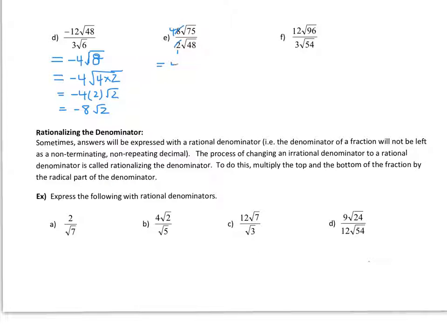So I'm going to leave the 4 on the top. There will just be a 1 on the bottom with that. And 75 is the same thing as 25 times 3. And 48, I think we can break that one down as well. 48 is the same thing as 16 times 3. This is interesting. All right, 25 square rooted will give us a 5, so we're going to have 4 times 5 times the square root of 3.